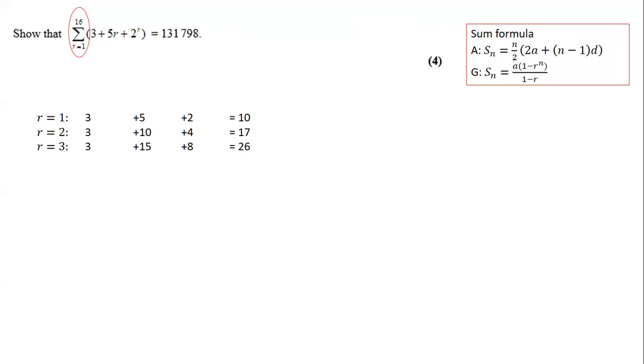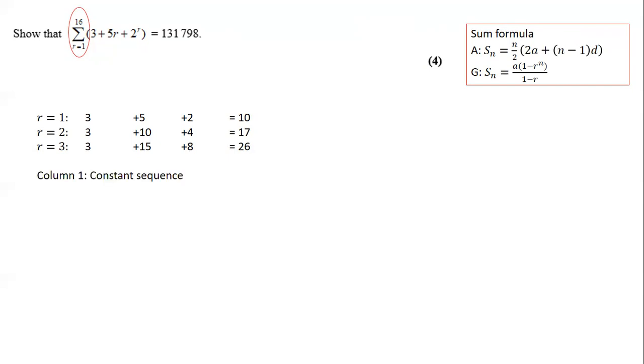But if I look at the numbers in the middle, well, that first column is just 3 each time. That second column is going up in fives, so that's arithmetic, 5, 10, 15, 20, etc. And the last column is times by 2 each time, so that's geometric, 2, 4, 8, 16, etc. So I can work out the sums of those 3 columns separately and add them together.